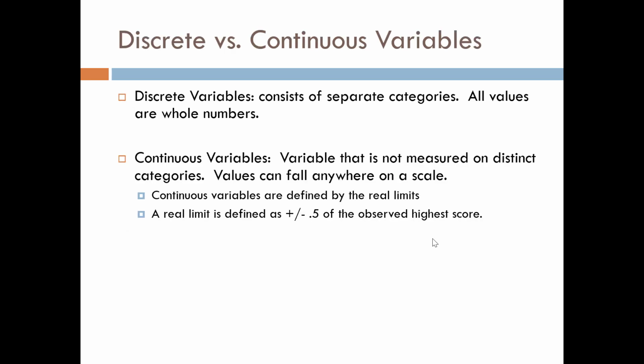Next, we will cover the difference between discrete and continuous variables. While discrete variables are categorical and consist of whole numbers, continuous variables cannot be placed into distinct categories and fall anywhere on a scale. Continuous variables are not whole numbers. They can be broken into decimals and are defined by real limits. These real limits are defined by plus or minus half of an observed high score.